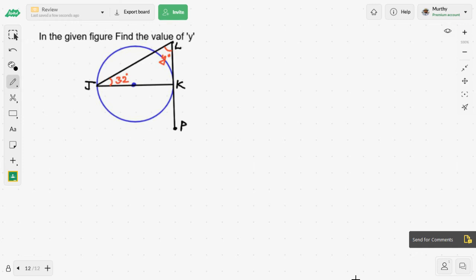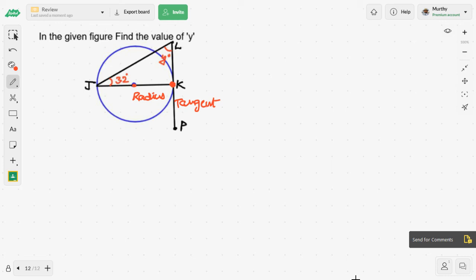Okay, another example is, in the given figure, find the value of y. Very important thing is, this is the tangent. What does tangent mean? A line segment that touches the given circle at a point, at one point. And this is the radius. You can call it radius or diameter. So from the center to this one.